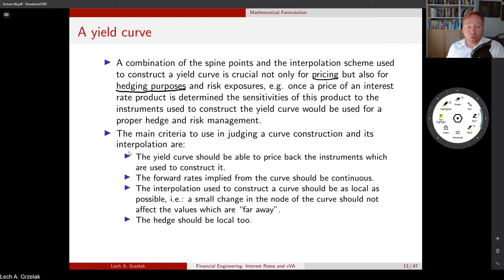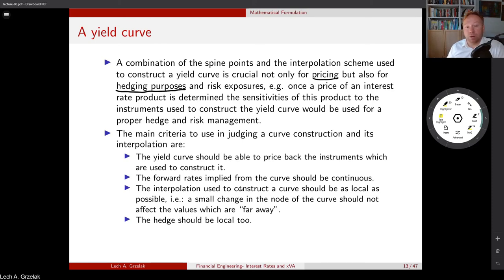Okay, a few points that we have to keep in mind. The yield curve should be able to price back the instruments. This is the first requirement, and it is necessary to actually get a curve. Forward rates should be continuous. If we have a continuous yield curve and construct forward rates from it, those rates should also be continuous. Interpolation used to construct a curve should be as local as possible. A small change in a node of the curve should not affect the values which are far away. This is related to the hedging argument we just discussed.